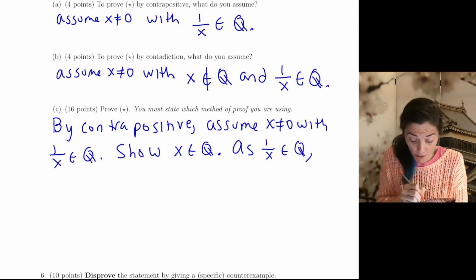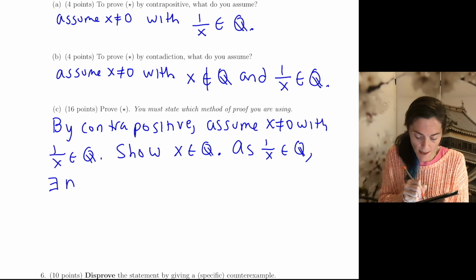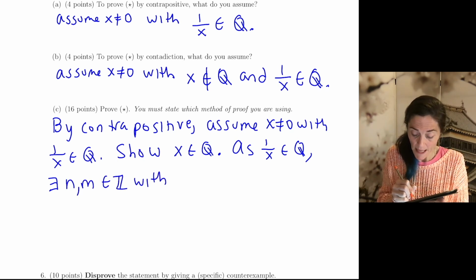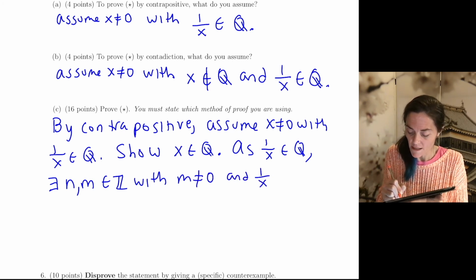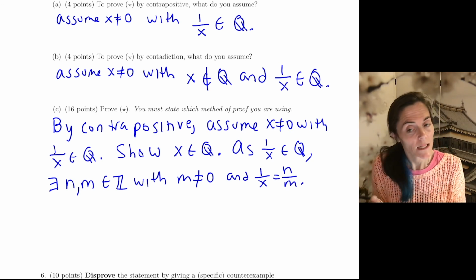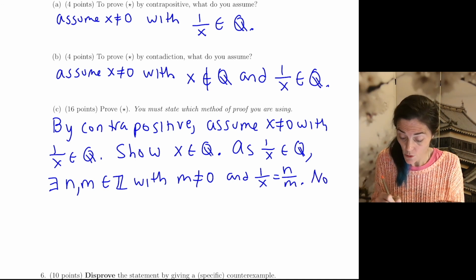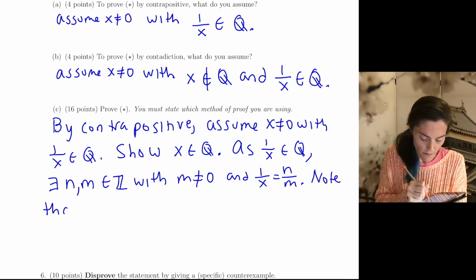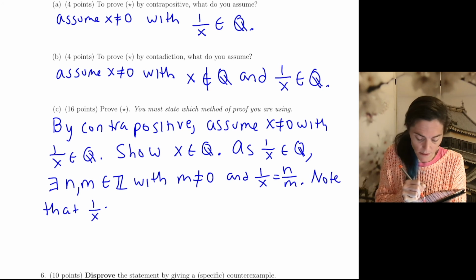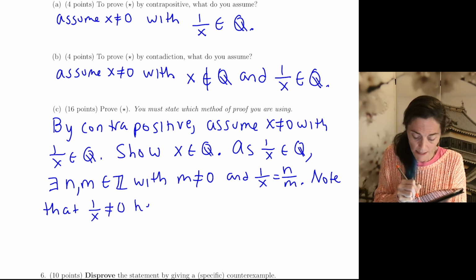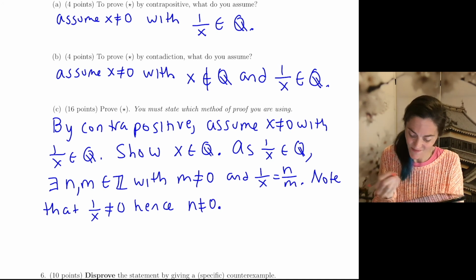By the definition of rational number, there exist n, m integers with m not equal to 0 and 1 over x equals n over m. This is the definition of a rational number. Let me make an observation before I work with x itself: note that 1 over x is not equal to 0. And this gives us that the numerator n is not equal to 0.